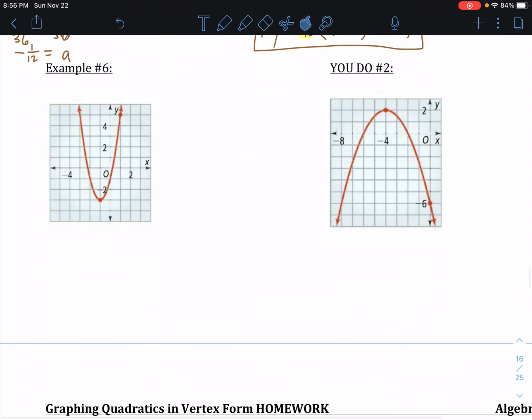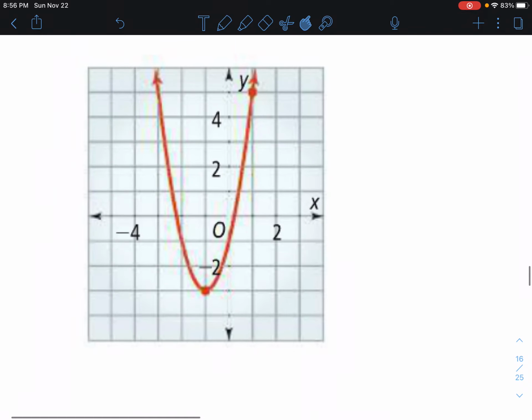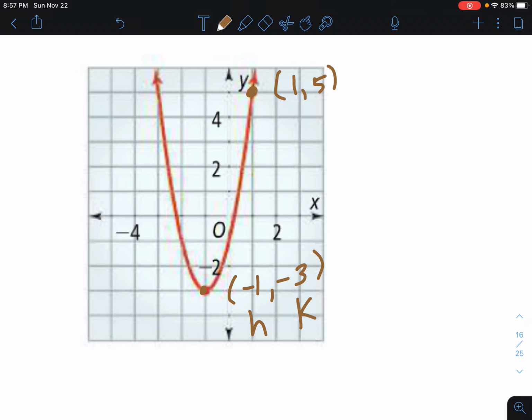Okay, I'm going to do the same exact thing right now, except I'm given a graph. So now I'm going to go to my graph. I'm going to use the same exact process. We can see here that we have a vertex of that point is -1, -3. So there's my h, k. And then here's a point that they give you. You could just pick out any point on that parabola. And that is the point 1, 5.